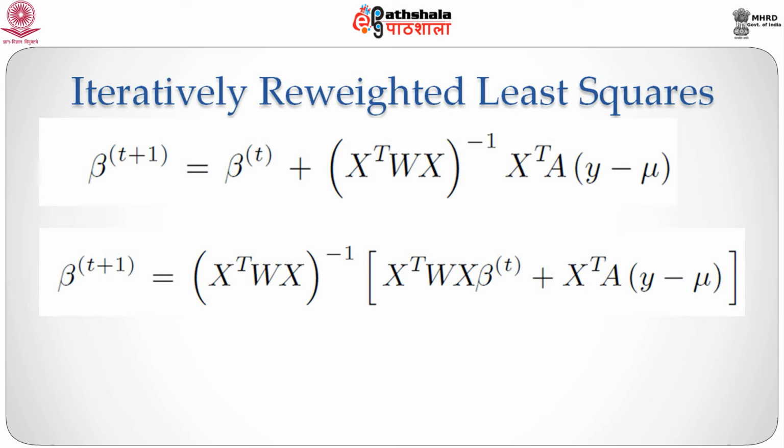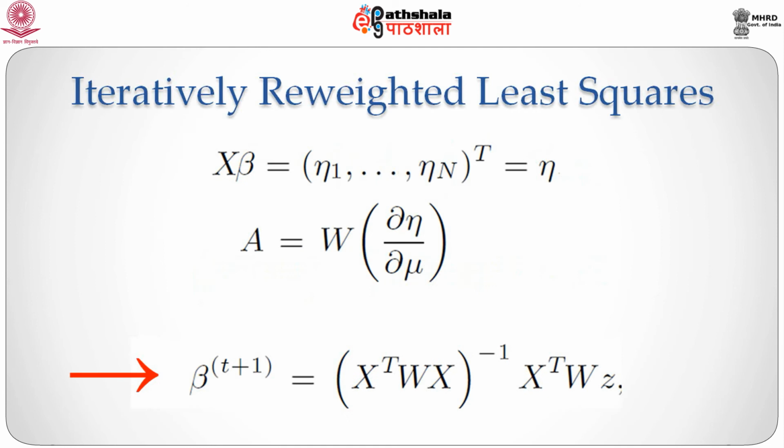Now note that beta t plus 1 equal to beta t plus (X'WX) inverse into X'A (y minus mu) can be rewritten in this form. Beta t plus 1 is equal to (X'WX) inverse into X'WX beta t plus X'A into (y minus mu). How does this help us?